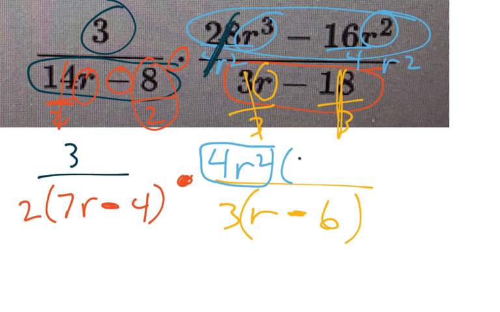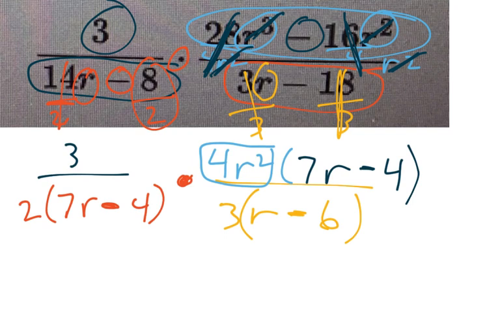All right, let's simplify it. 28 divided by 4 is 7. R3 over R2 is R. We have a minus. 16 divided by 4 is 4. And the R squareds cancel each other out.